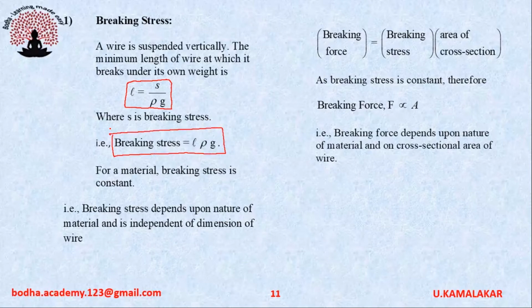For a material, breaking stress is constant. That is, breaking stress depends upon nature of material and is independent of dimensions of wire. Breaking force is given as product of breaking stress and area of cross section of the wire. As breaking stress is constant, therefore breaking force is directly proportional to area of cross section of wire.